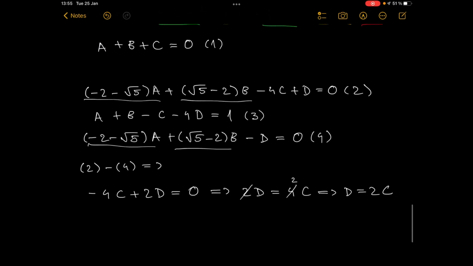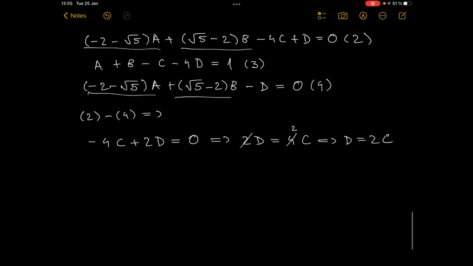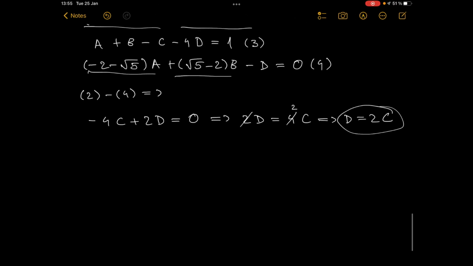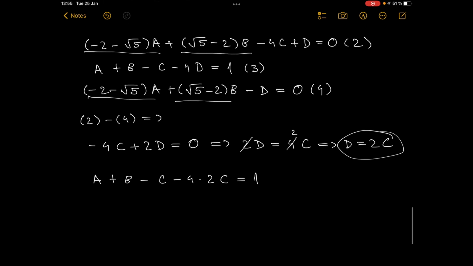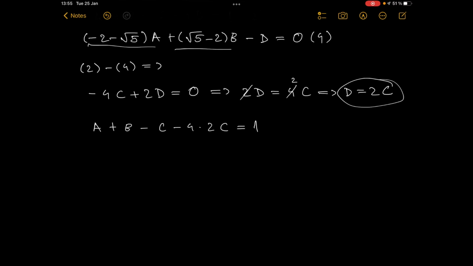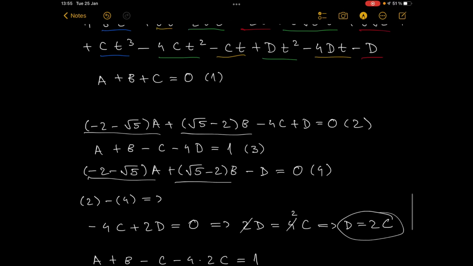Now, I'll go ahead and plug that into our equation number 3. So a plus b minus c minus 4 times 2c is equal to 1. Okay? Or in other words, a plus b minus 9c is equal to 1.